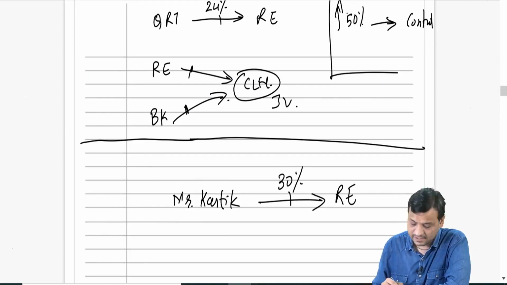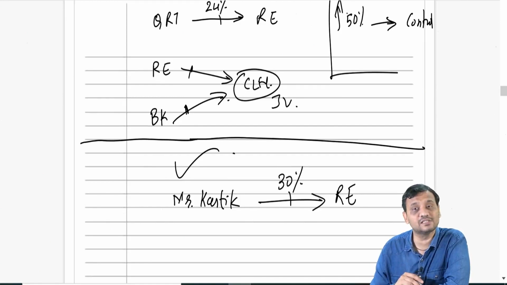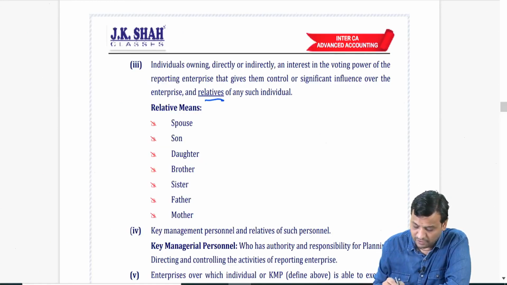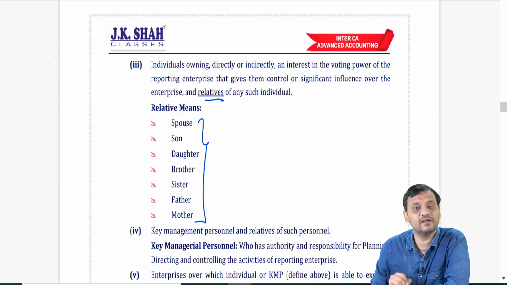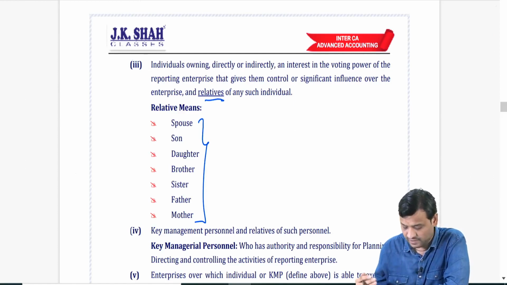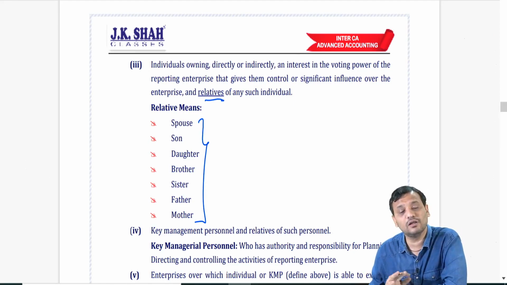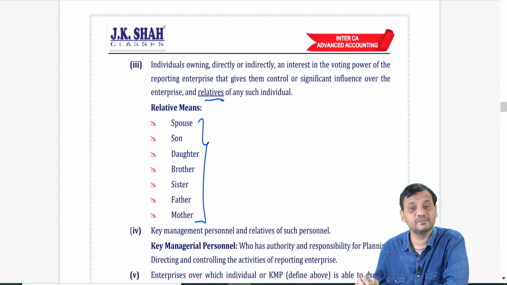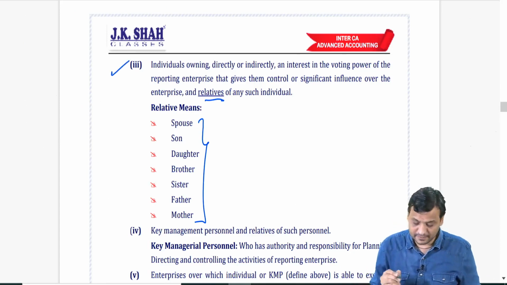Then what does the standard say? Mr. Karthik is related to us, and not only Mr. Karthik, relatives of Mr. Karthik. Who are relatives of Mr. Karthik? Karthik's wife, Karthik's son, Karthik's daughter, Karthik's brother, sister, father and mother. They all are related. Clear? Then comes the next area.